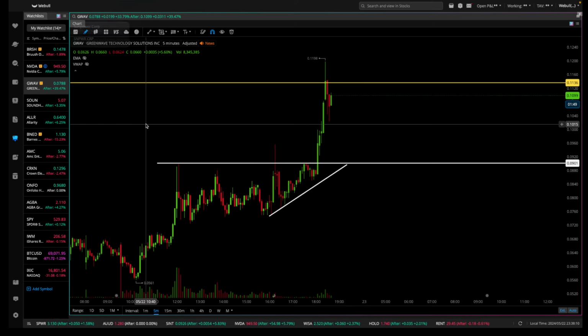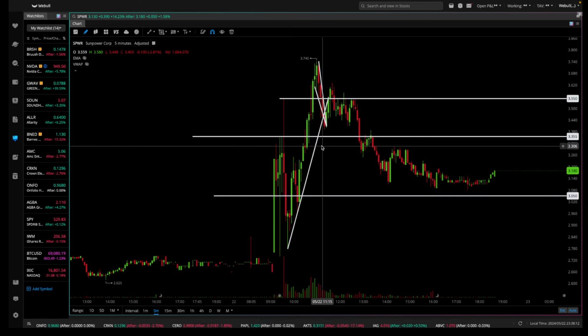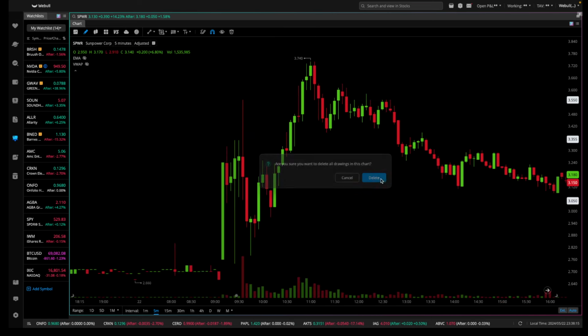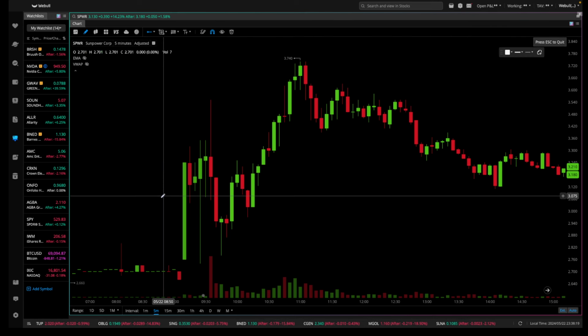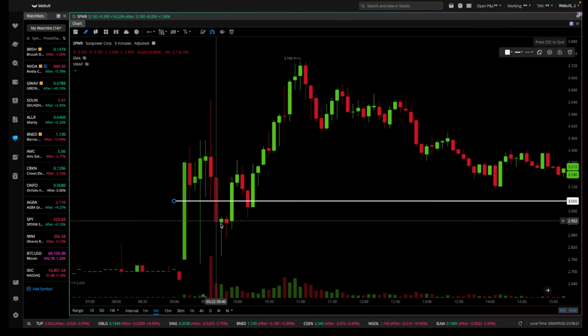One perfect example I had today was, I think, SPWR. This stock was my favorite play. I absolutely love this. If you go to my YouTube or my Twitter, you'll see I posted how 3.05 is going to be a key level on this chart, and you'll see why.